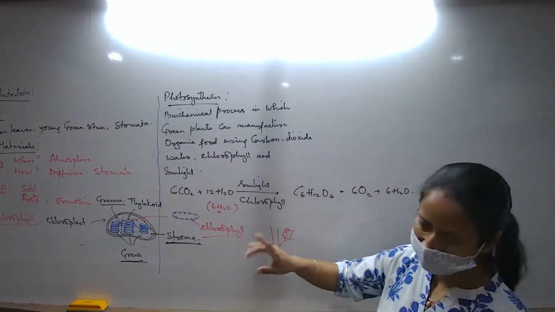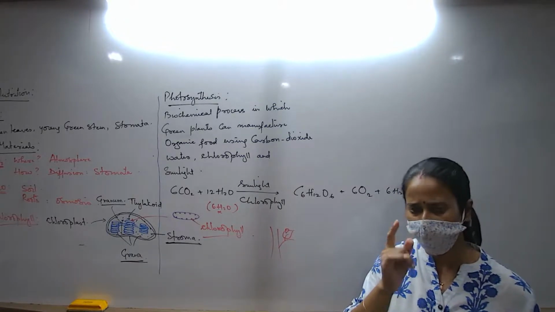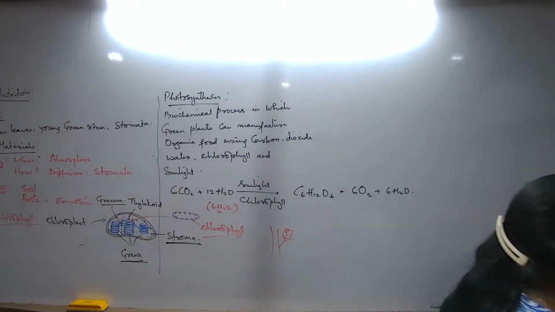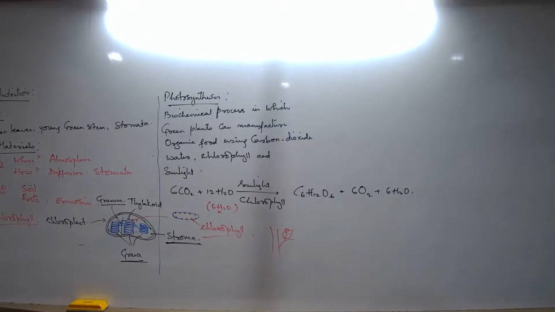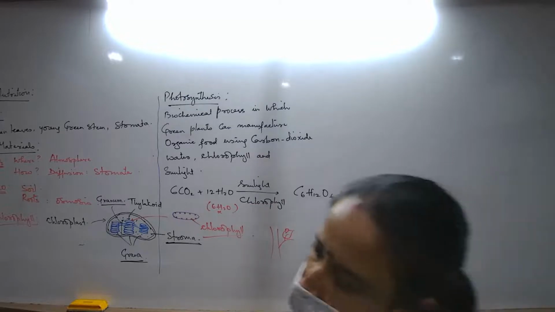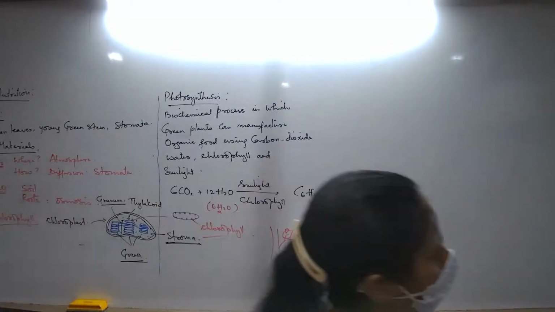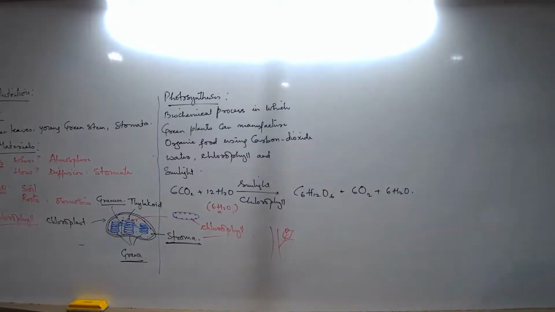So this is about basically the chlorophyll. Where is it formed? Now, what is the definition of the word chlorophyll? This is a very common question you get in your paper. What is chlorophyll? A green colored photosynthetic pigment prepared in the thylakoid of the grana. What is chlorophyll? A green colored photosynthetic pigment.